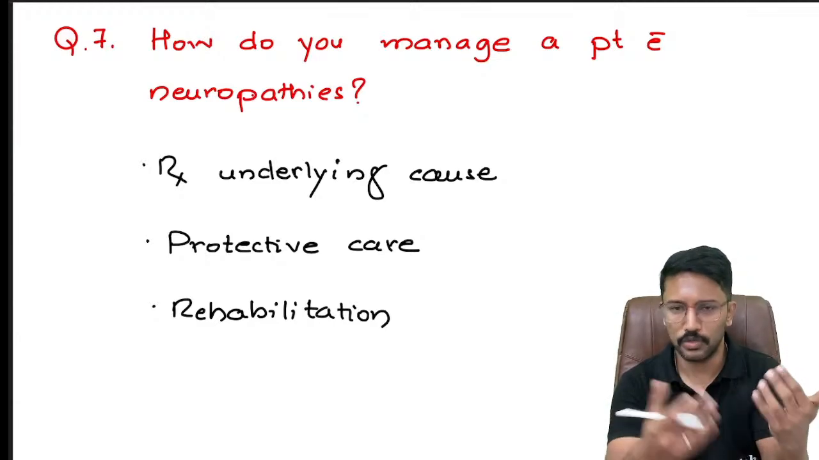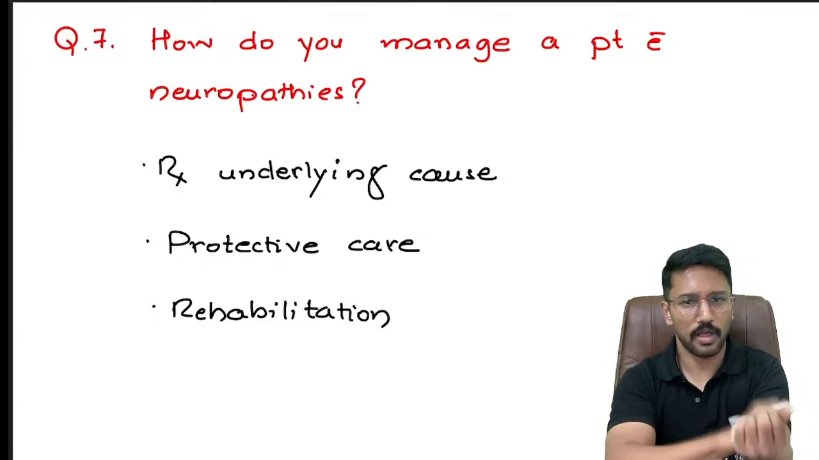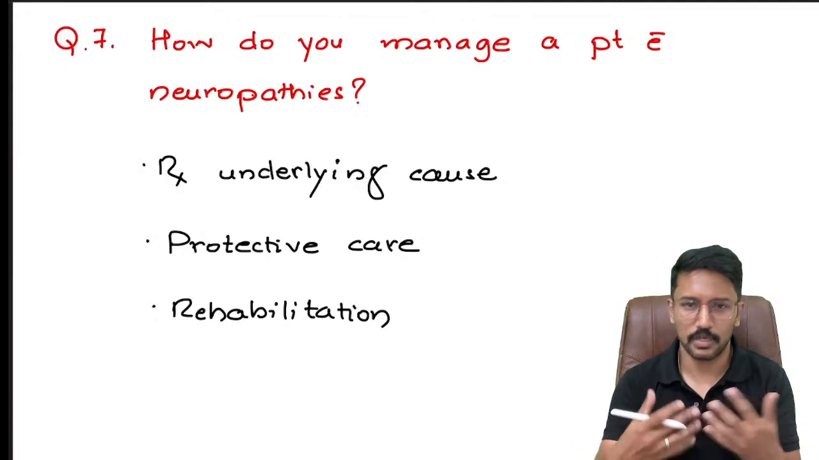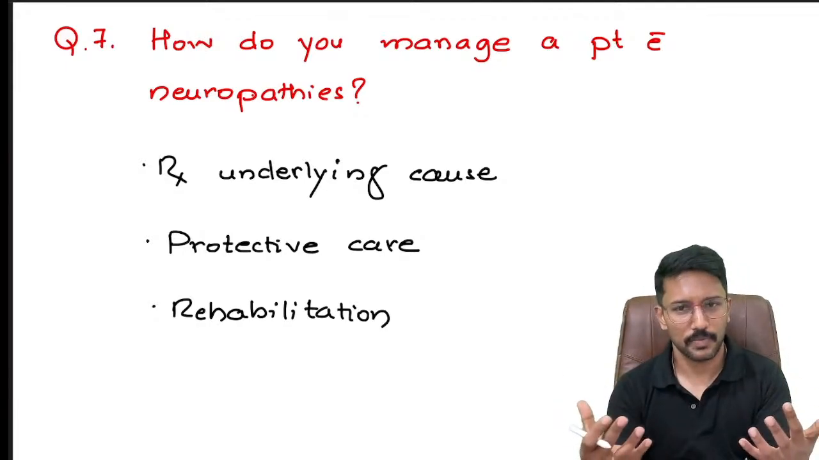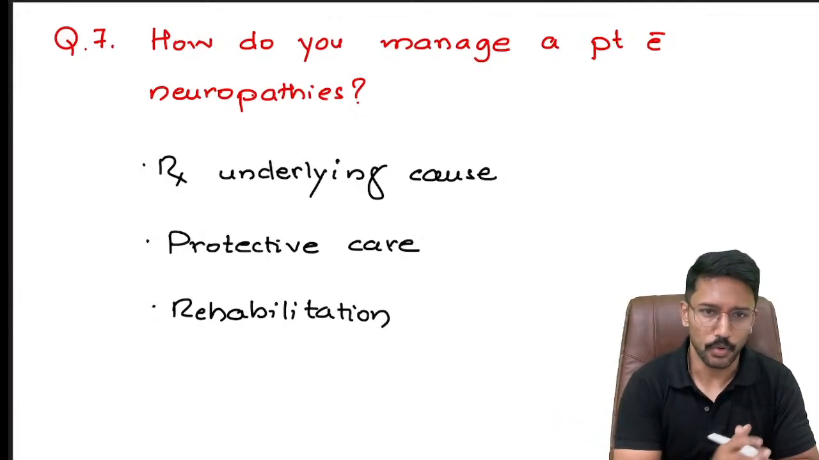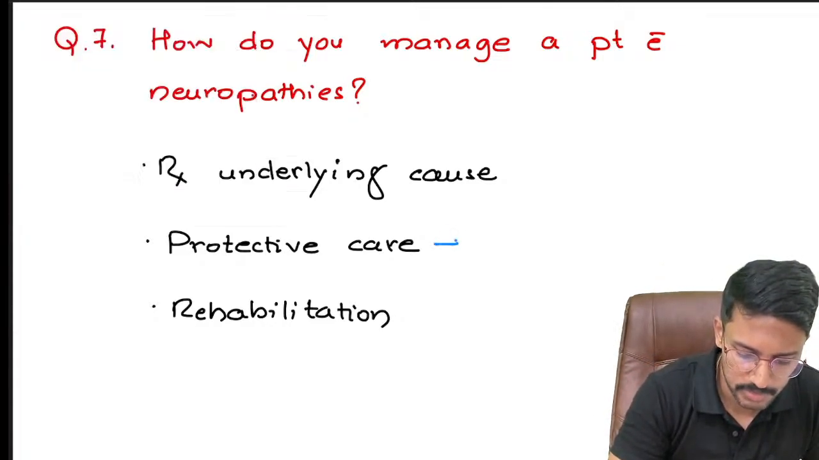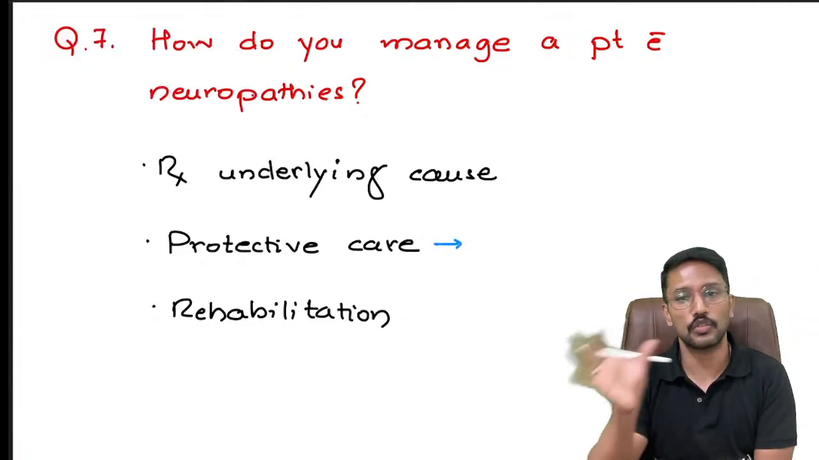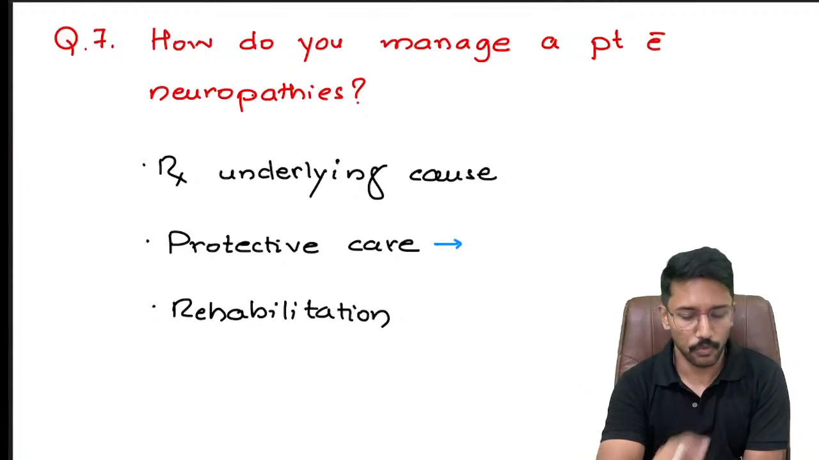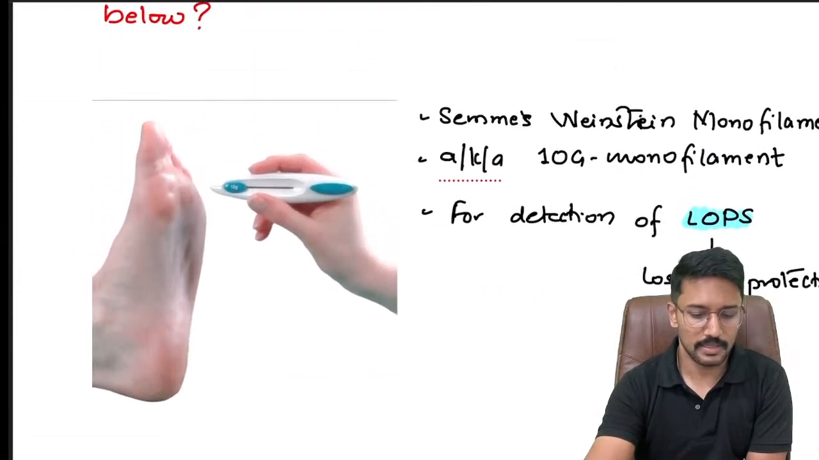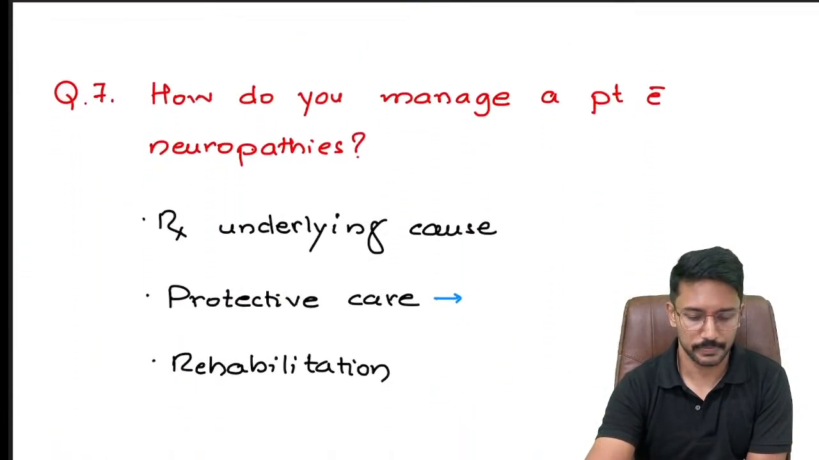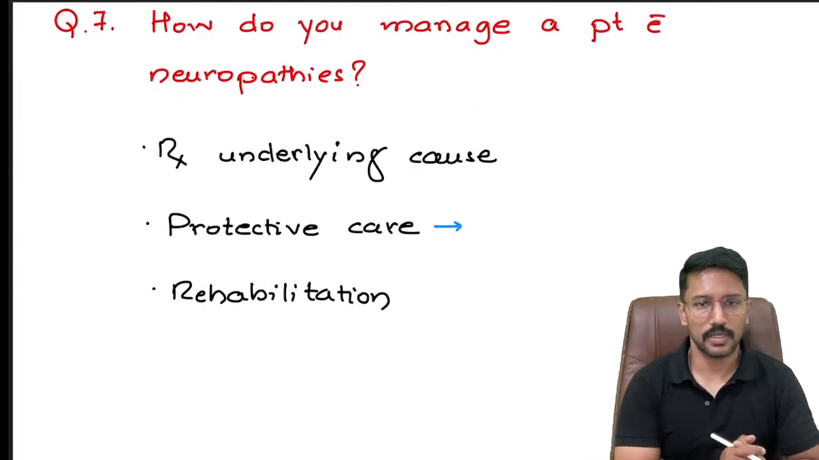Time बढ़ते जाएगा. If you don't control, then your forearm muscles, leg muscles will start going weak, so it will progress. So treating underlying cause is important. Second, protective care is very very important once you have an established case of neuropathy, particularly with loss of protective sensations. इसलिए हम वो monofilament test कर रहे हैं, right? Semmes Weinstein monofilament test. अब protective care में होता क्या है?